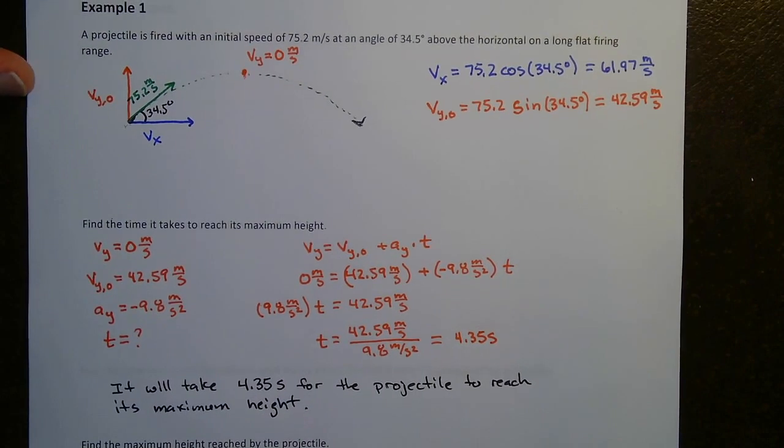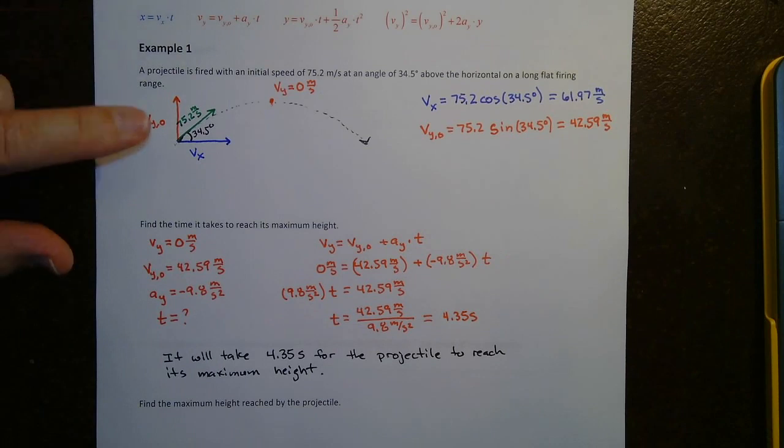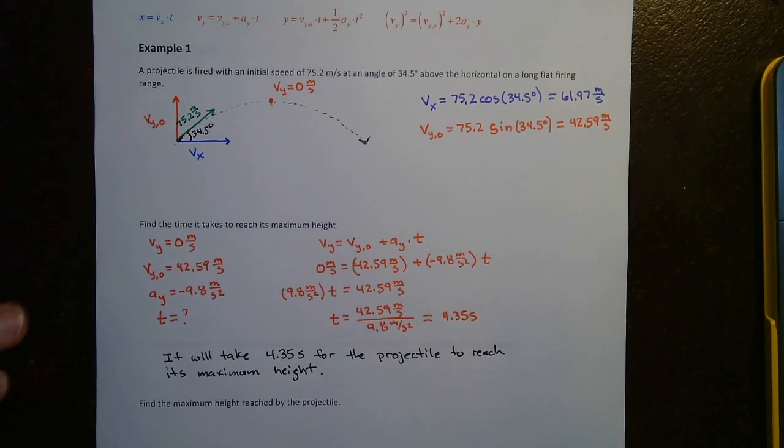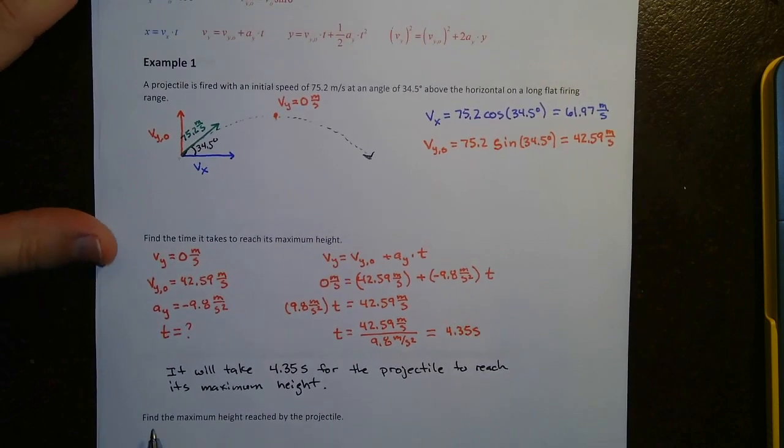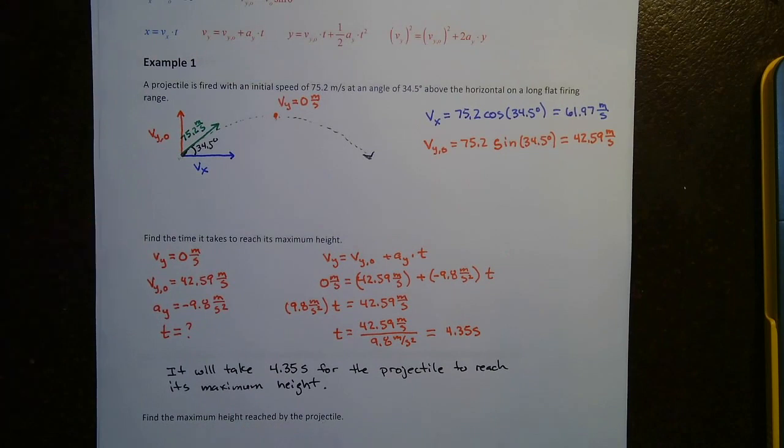All right, next problem. I'm gonna zoom out a little bit so we can see this a little bit easier because I wanna refer back to this, okay? All right, so now what we wanna do is find the maximum height reached by the projectile. So we found the time it took. Okay, so now we've got to find how high it went. Now y is my height.